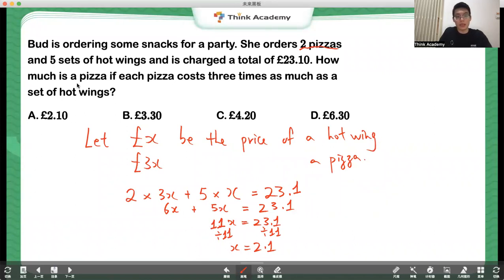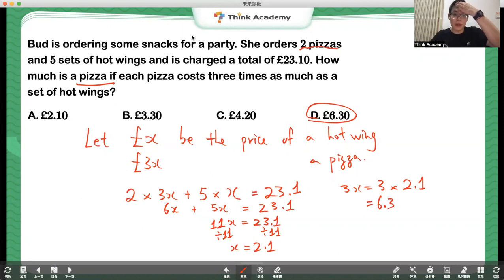So how much is a pizza? A pizza is just going to be 3x, right? So 3x is equal to 3 times x, which is 3 times 2.1, as I know x is 2.1. So it's 6.3. And that's the price of a pizza, £6.30. Okay. Yes, that's right, Kiki. That's right.